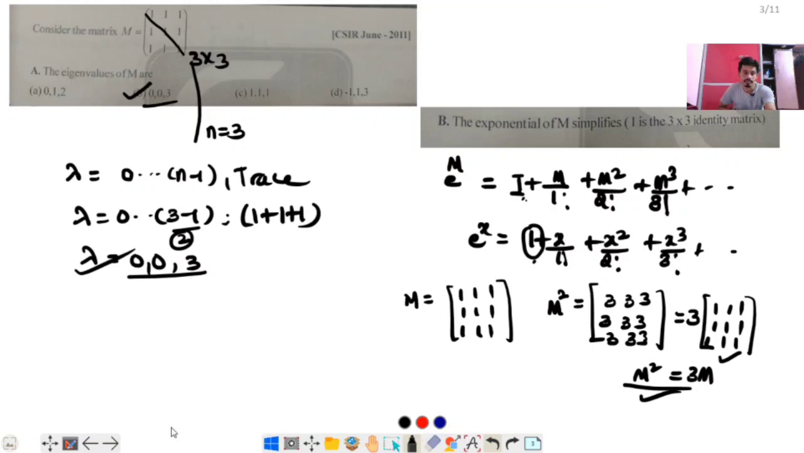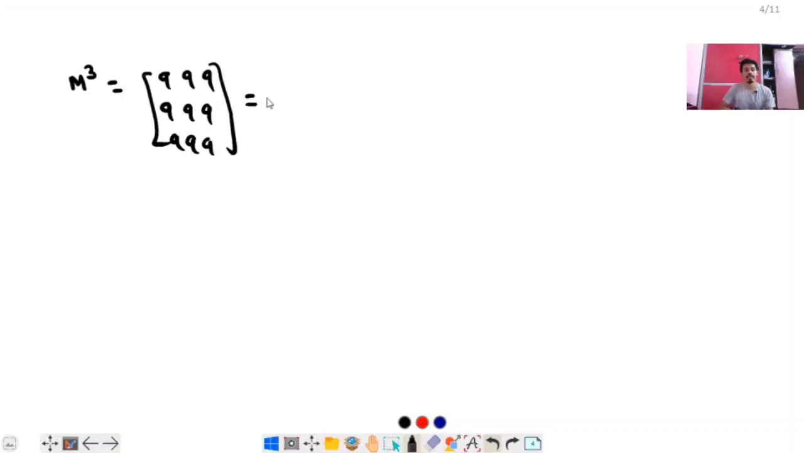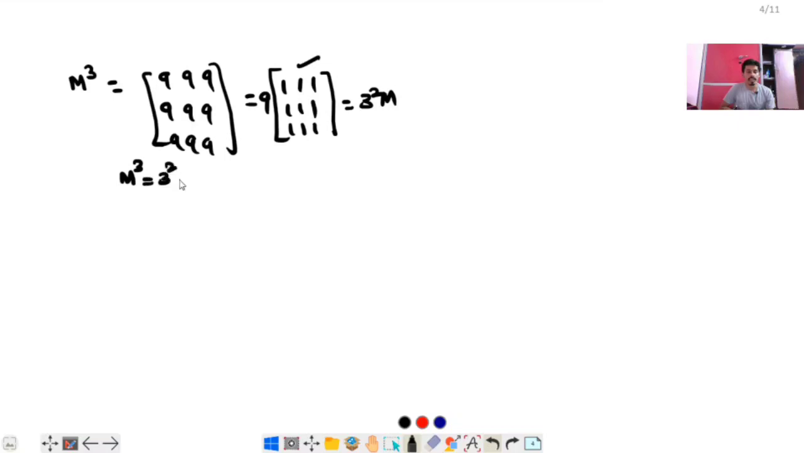Now you will find M cube. You will get all entries 9. Now you take 9 common, and you get the matrix of ones. The 9 can be written as 3 square, and this can be written as M. So you get M cube is equal to 3 square M.